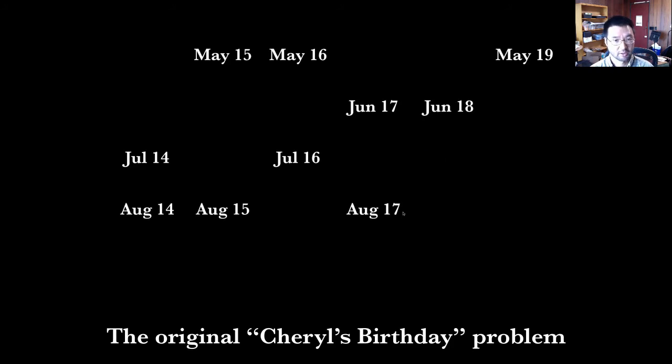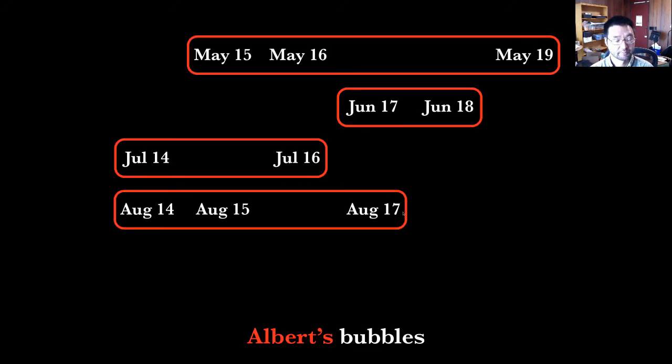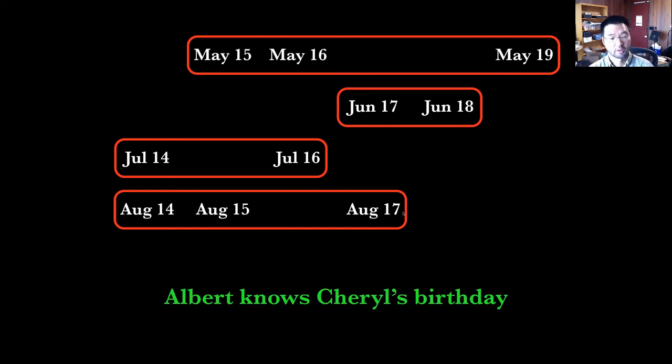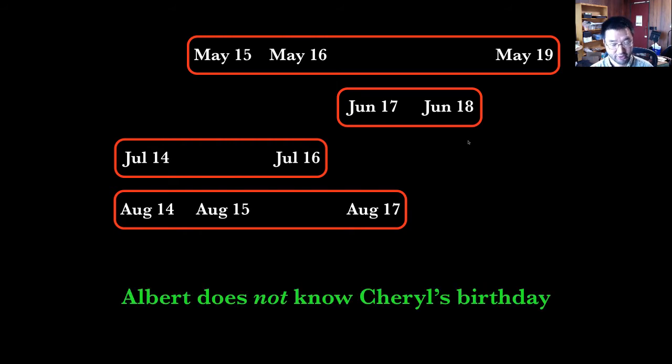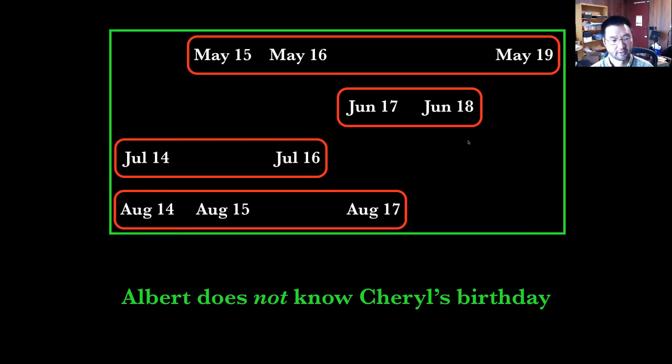Okay, so let's go to our original example of Cheryl's birthday. These are Albert's bubbles. When does Albert know Cheryl's birthday? Well, notice that Albert doesn't have any bubbles which contain a single date. So therefore, Albert never knows Cheryl's birthday. And the event Albert knows Cheryl's birthday is just the empty set. Okay. What's the event that Albert doesn't know Cheryl's birthday? Well, it's simply the opposite of all those, which is everything. Right? So Albert always does not know Cheryl's birthday.